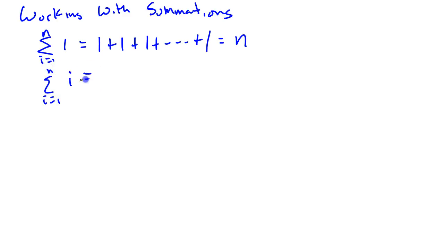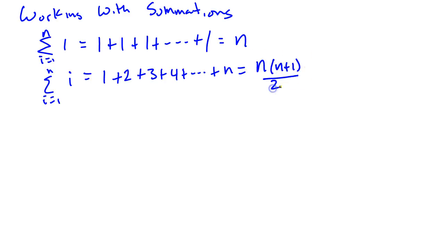All right. Now this does depend on i. When i is 1, this looks like a 1. When i is 2, it looks like a 2. Add them up, plus 3, plus 4, plus all the way up to n. Now this is equal to n times n plus 1 over 2.